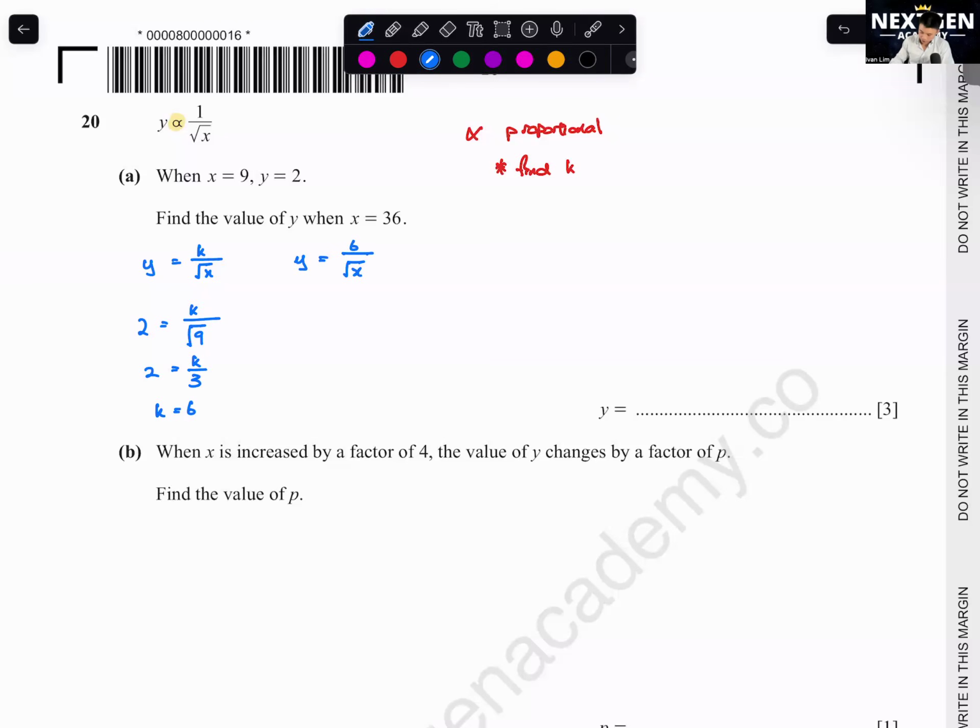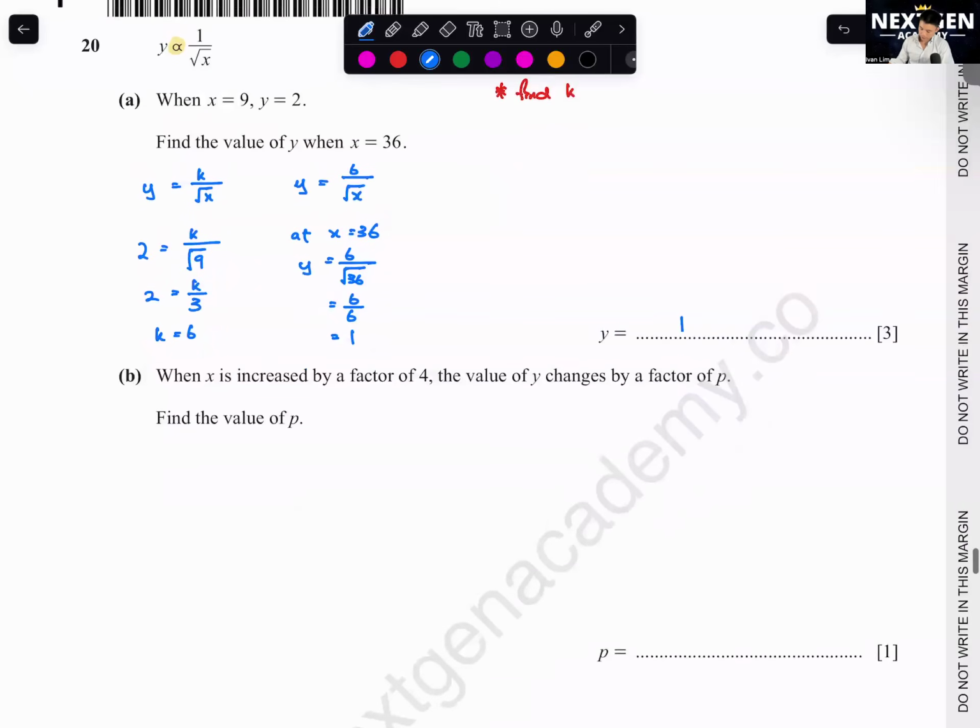Then they want you to find at x equals to 36. y is equals to 6 over square root 36, 6 over 6, which is 1. Okay, question B. When x is increased by a factor of 4, the value of y changes by a factor of p. Find the value of p.